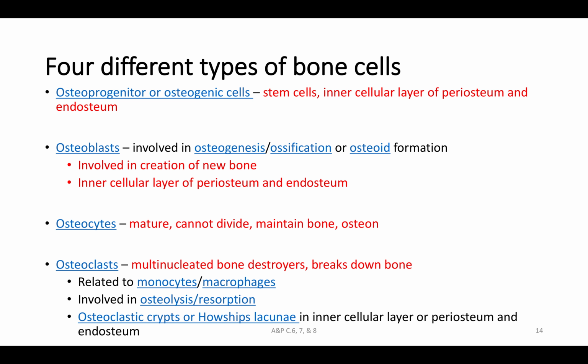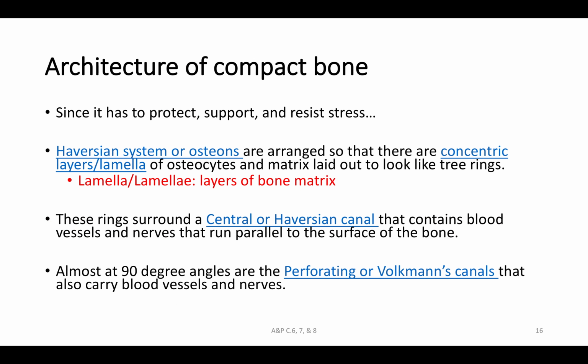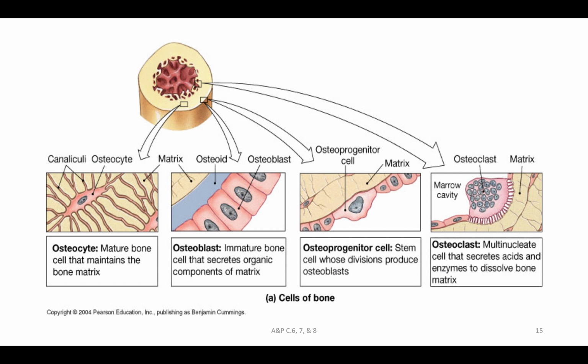Osteoblasts will mature into osteocytes. Osteocytes cannot divide, but they do maintain the structure of our bone. And then you have osteoclasts, which are our bone destroyers. They release enzymes that help break down bone. Take a look at this diagram if you need a little more explanation or the visual helps.